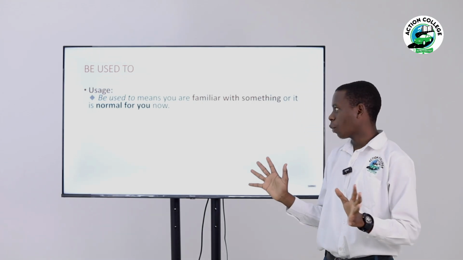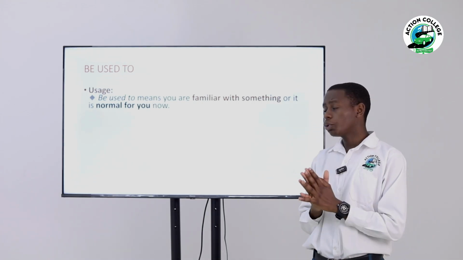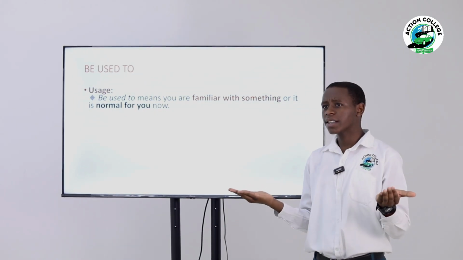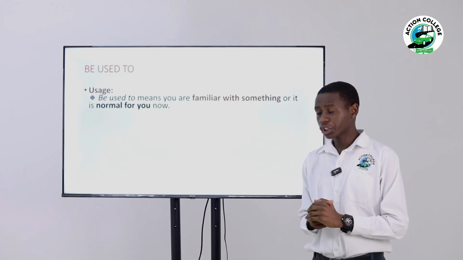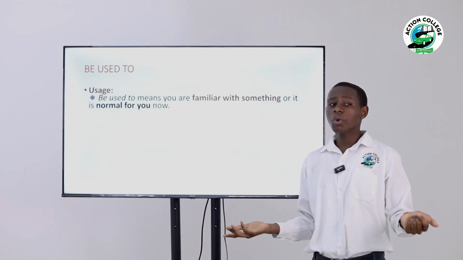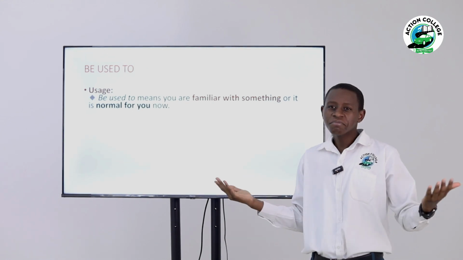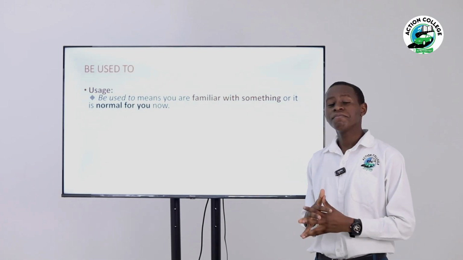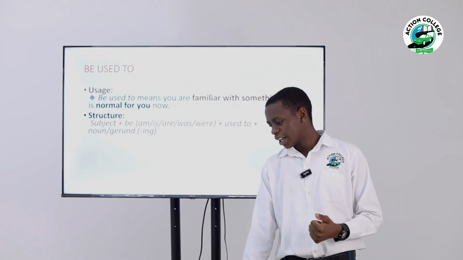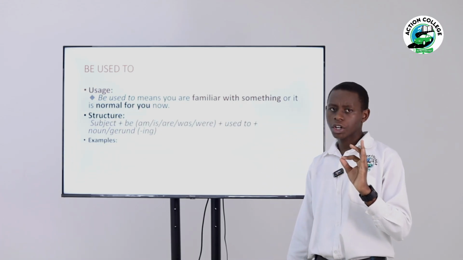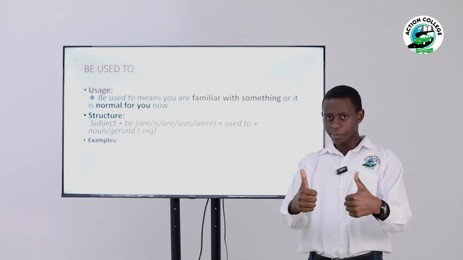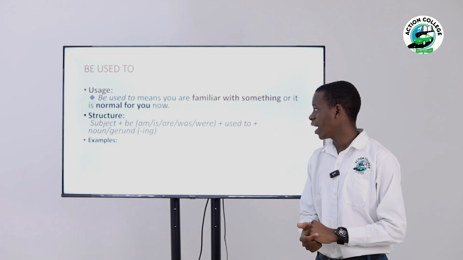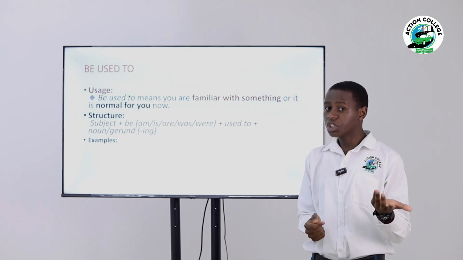So the usage is, as I said, when you are showing that you are familiar with something. For example, maybe you can say that when I was starting my job, for sure I was not used to waking up early in the morning, but now I'm used to it. So that's why it is very necessary to care about this. But before that, we can say some structures. So be used to, it is possible to put in the present and it is possible to put into the past. For example, you can say, I am used to, he's used to, she's used to.